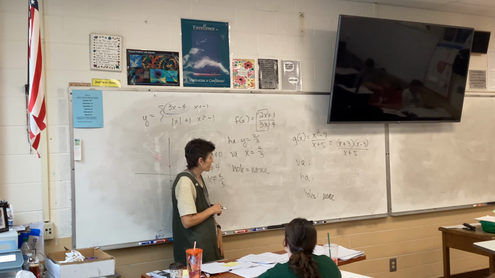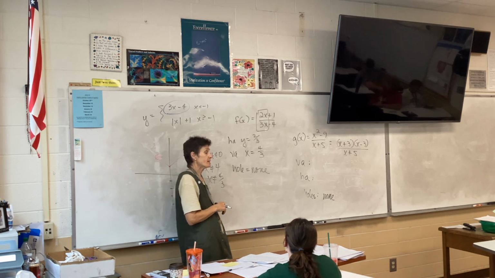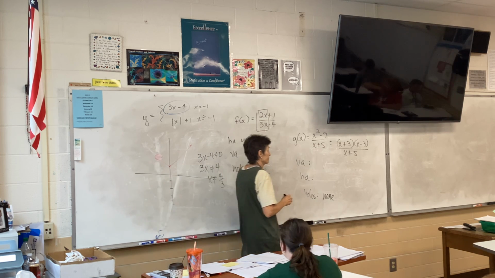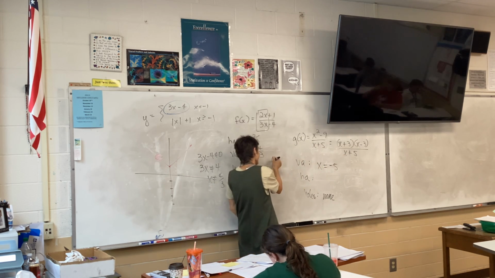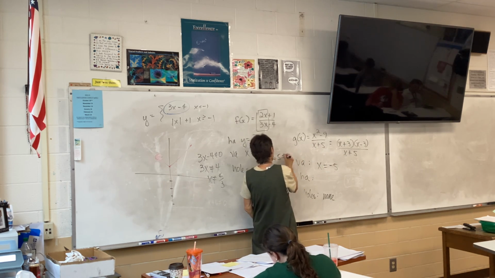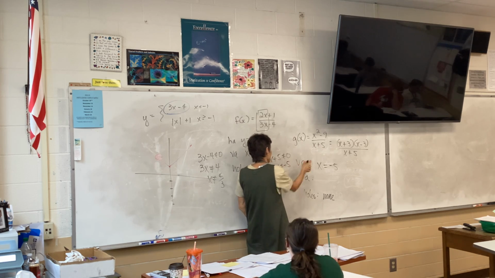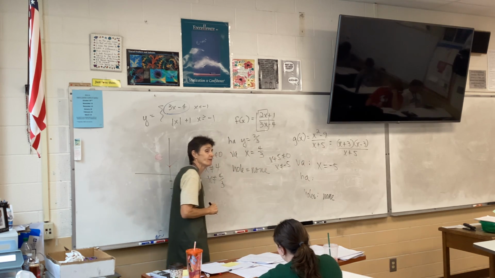All right. How about vertical? Are there any cannot be's? What can x not be? Negative 5, straight from the denominator. X plus 5 cannot be 0, x can't be negative 5. That means your asymptote's at x equals negative 5.